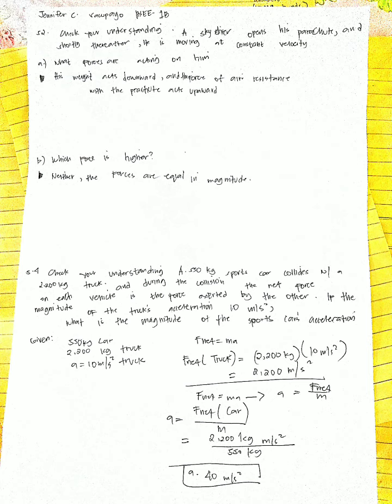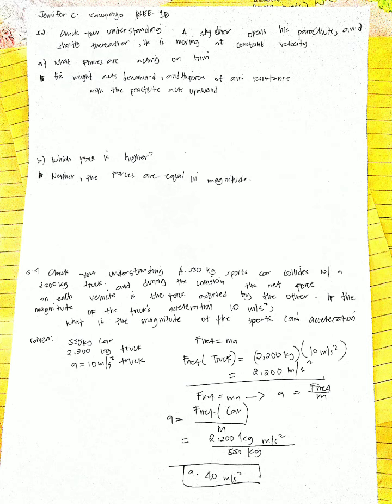A. What forces are acting on him? His weight acts downward and the force of air resistance with the parachute acts upward. B. Which force is higher? Neither, the forces are equal in magnitude.